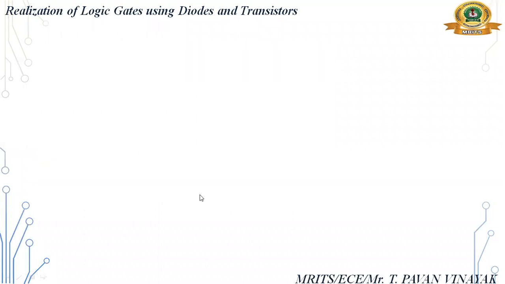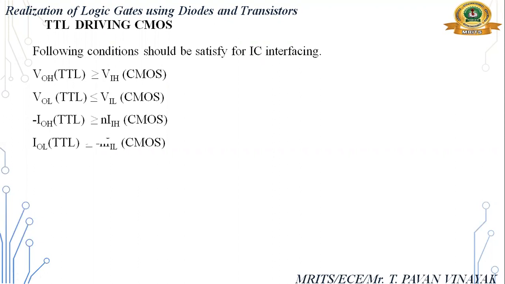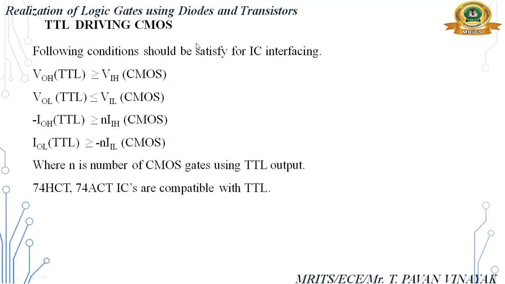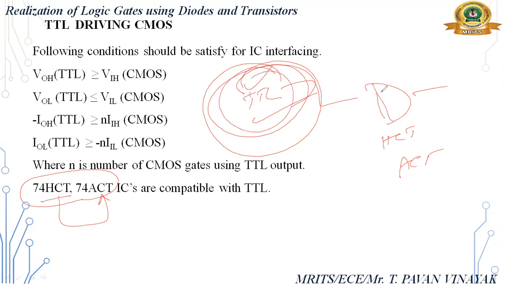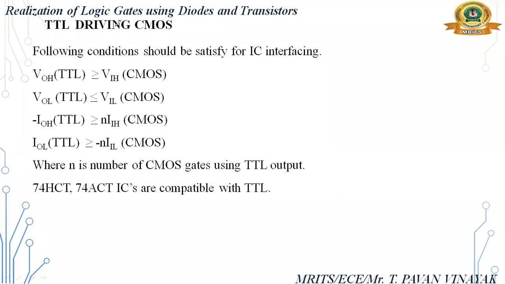Let us see TTL driving CMOS. These are the conditions, and the compatibles are 74HCT and 74ACT. Whatever the TTL logic family, it can be taken here, but for CMOS, to get better outputs, use these two ICs, HCT and ACT. The output of any TTL logic family can be accepted by CMOS. Whatever TTL logic family is here, these two can accept it.